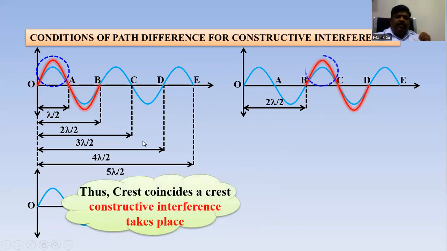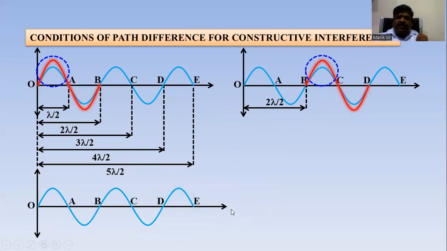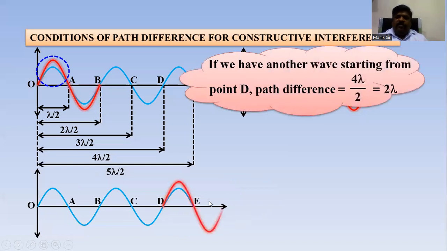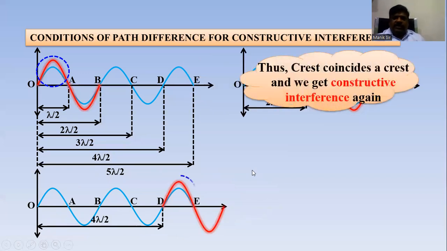Now see here, in the same diagram, the crest coincides with the crest and constructive interference takes place. Now in the third diagram, if we start the red wave from the point D, again what we have observed here is that crest matches with the crest, trough matches with the trough, constructive interference occurs here. But this red wave has started from the point D. Means what is the path difference between the first wave and second wave? It is 4 lambda by 2, that is equal to 2 lambda. Okay. So here is also constructive interference, crest with the crest.